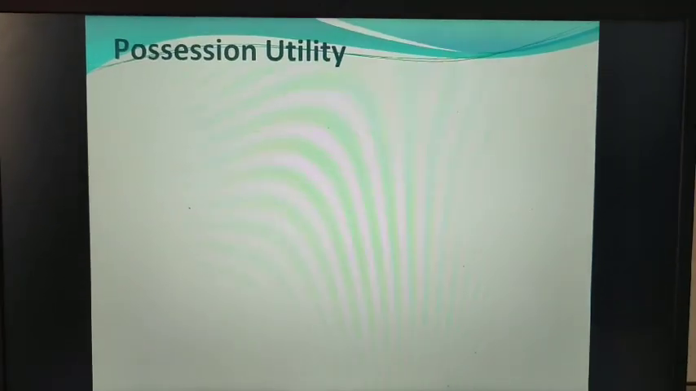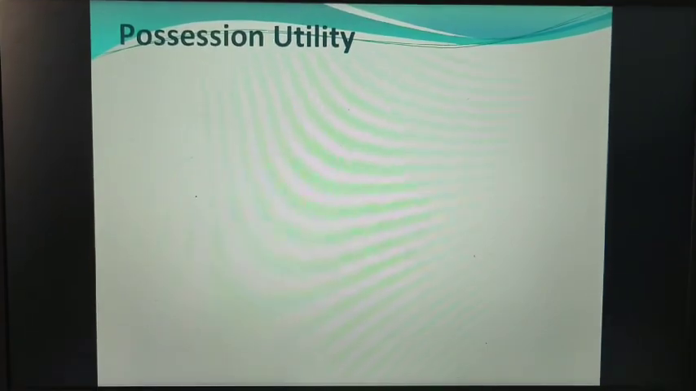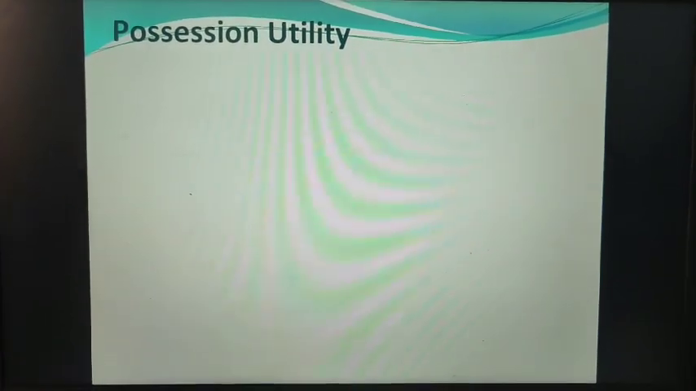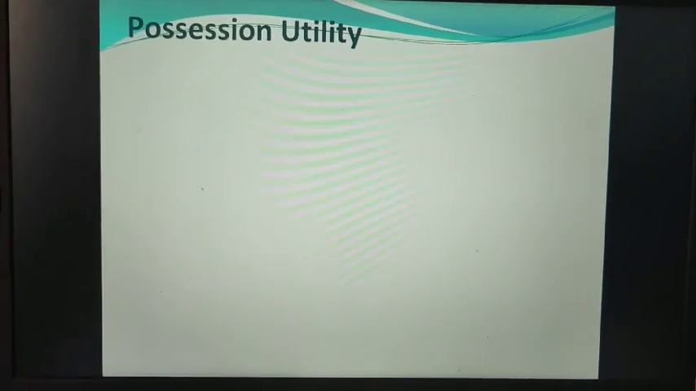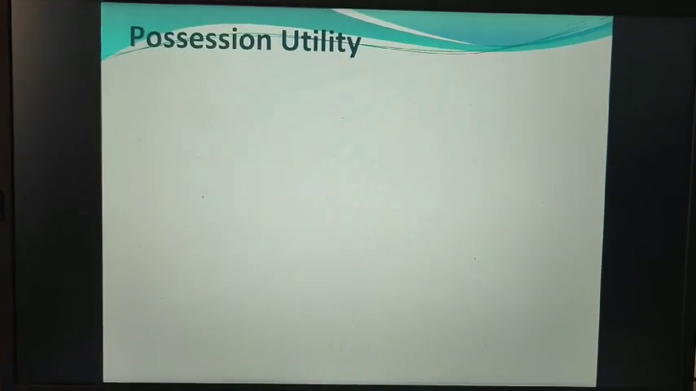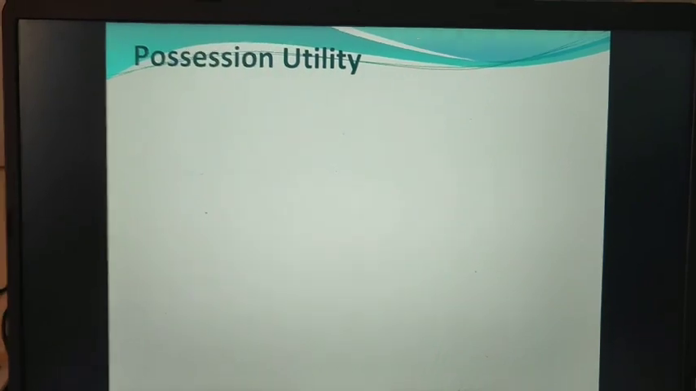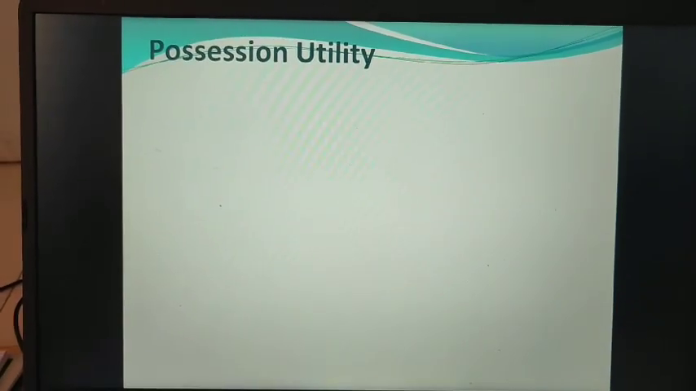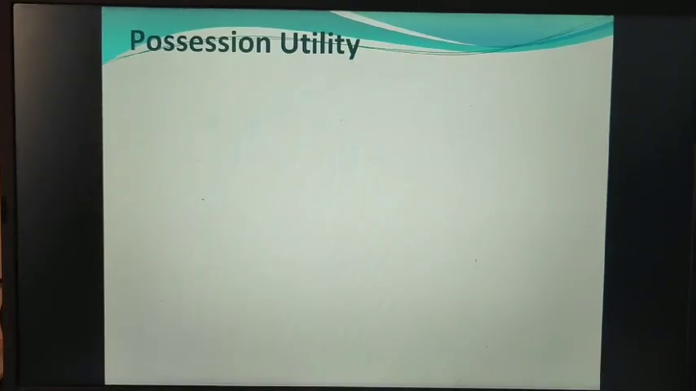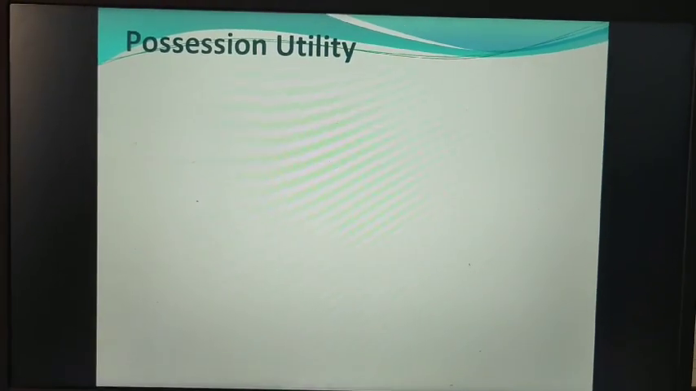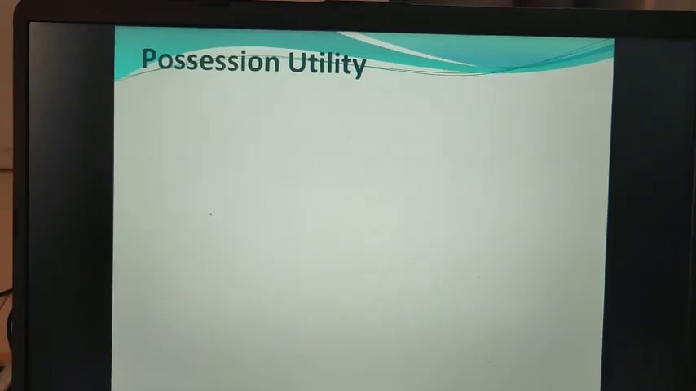So what is possession? When, for example, I have paid some money and I have booked my bike, मैंने एक बाइक बुक कर दी, I have paid the money, but I need to wait for 2 months for its delivery. Though I have paid for the bike, can I utilize it right now? No. Why? Because I do not possess that bike with me. I'm going to get it after 2 months.